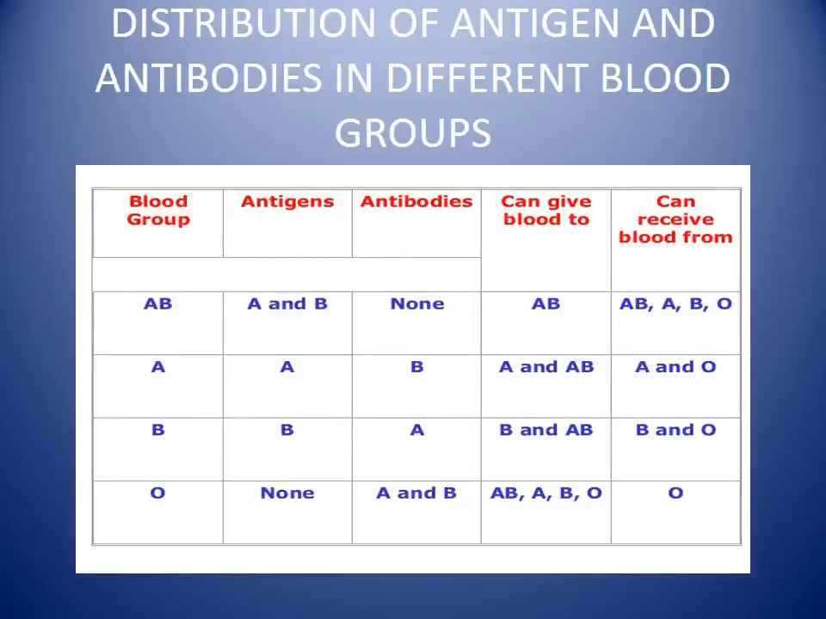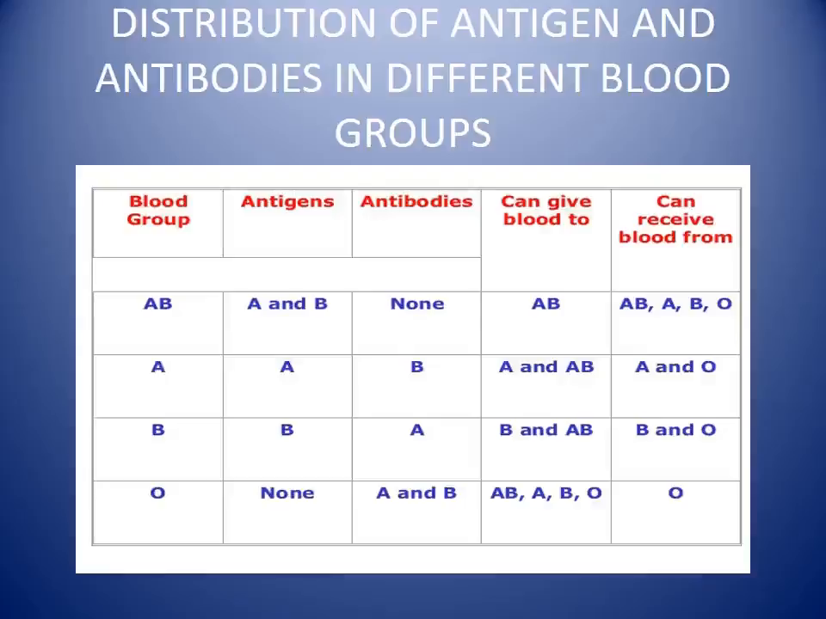Distribution of antigen on the RBC and antibody in the plasma in different blood groups. First, the blood groups AB, A, B, O. Antigens: antigen A, antigen B, antigen AB. Antibodies in plasma: AB has no antibody, A has B antibody, B has A antibody. O has both A and B antibodies.